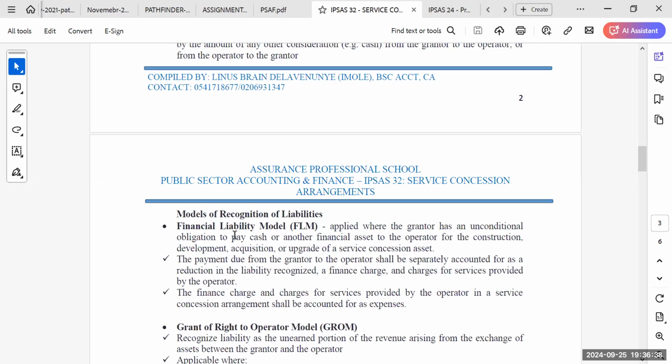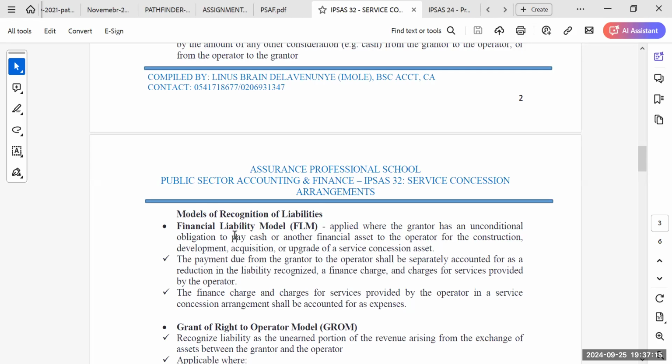In that particular case, the government can only recognize the liability based on the probability of the people not getting the revenue. But for the financial liability model, the government has an unconditional obligation to pay cash or another financial asset to the operator. Whatever happens, the government is going to be paying that amount. And that is the first one that we have looked at. If you have the issue of time value of money, then you can calculate the present value of all the cash flows and increase it by the finance charge.